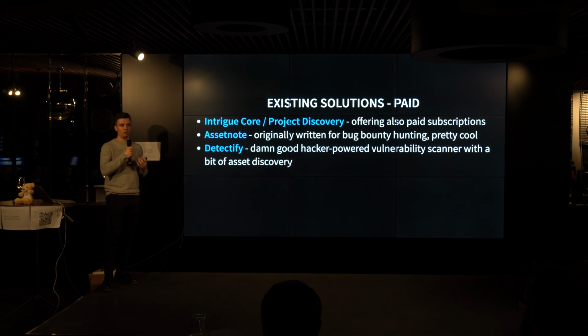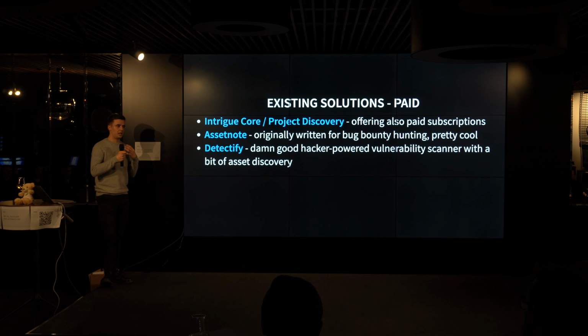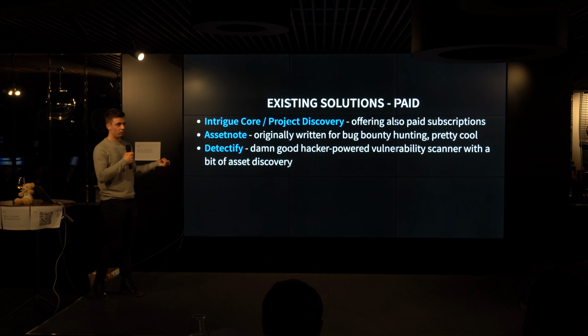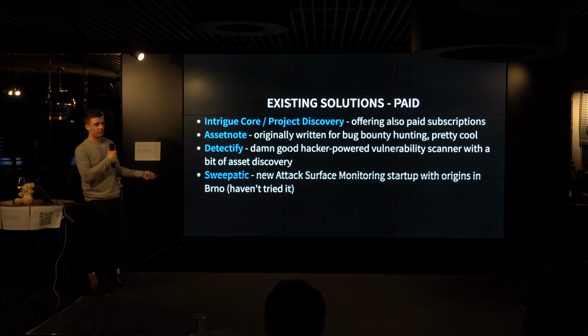So if you have this new cool vulnerability and you want to do it at scale, you don't have to do it yourself. You can just give it to them, and they will run it on all their clients and pay you per finding. So if you get 10 hits with critical severity, you get like $1,000. So that's a really cool idea, I would say. And there is Sweepatic, which I haven't tried at all, but it's just fun that it originated in Brno, so they might also be a promising one.